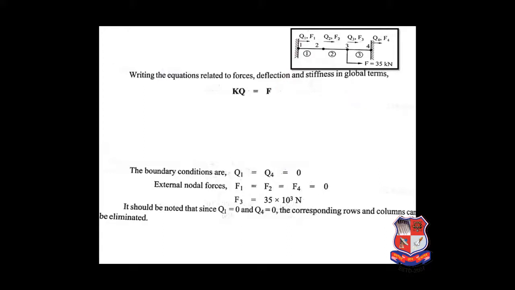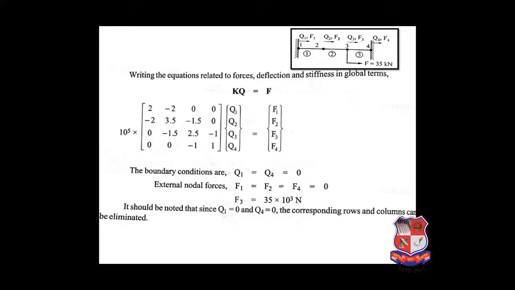Let's start. First of all, we put in the values of K, Q and F. In this we include that Q1 and Q4 are equal to 0, and F1, F2, F4 are equal to 0. Why? Because there is no value given for F1, F2 and F4 in our data, that's why we take them as 0. But the F3 value is there, on node number 3, so write F3 is equal to 35 kilonewton, which we can convert into Newton.